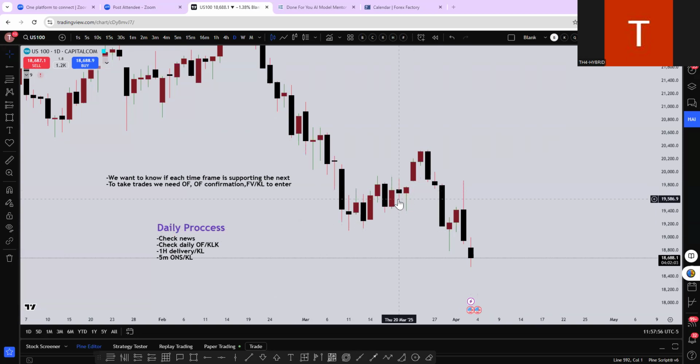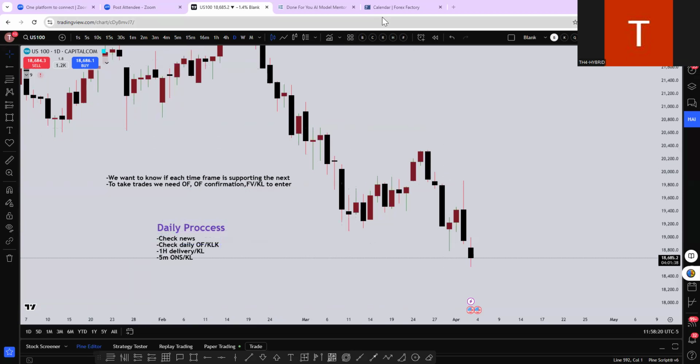As far as the process goes for the day, as day traders, we want to have a basic understanding of where the market is going overall. And then for the day, we want to understand where the day is most likely to expand or is it most likely to be a consolidation. So before your day starts, the first thing you're going to do is check the news.